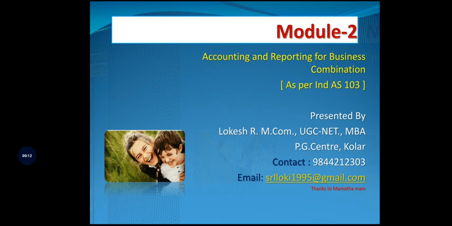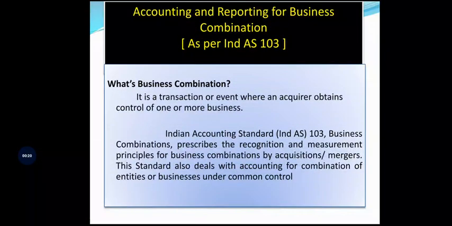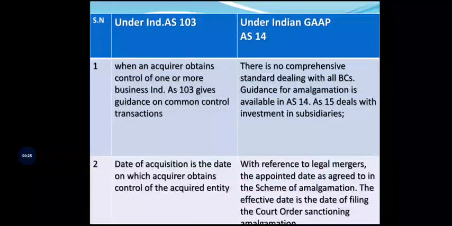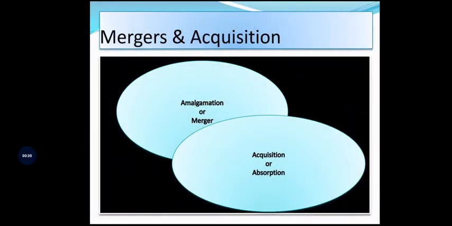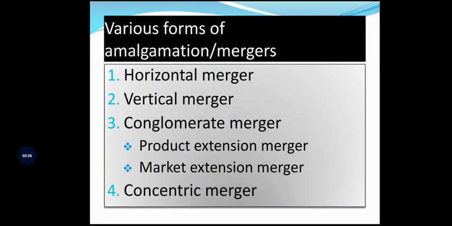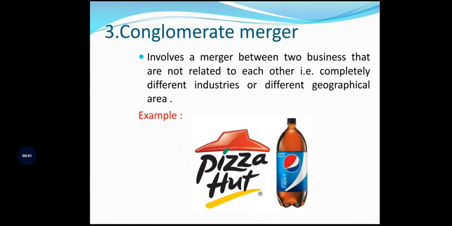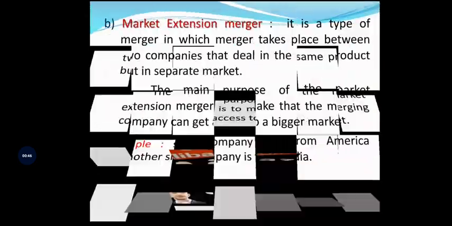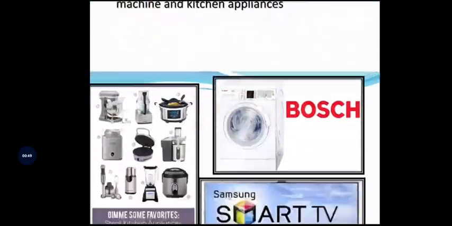In previous classes we have discussed the various topics under this module, that is the business combination and the scope of Indian Accounting Standard 103, and the differences between 103 and Accounting Standard 14. We have also discussed the concept of amalgamation and acquisition, the transferor company and transferee company, horizontal merger, vertical merger and conglomeration merger, and the two types of conglomeration merger, that is product extension and market extension merger, and concentric merger.